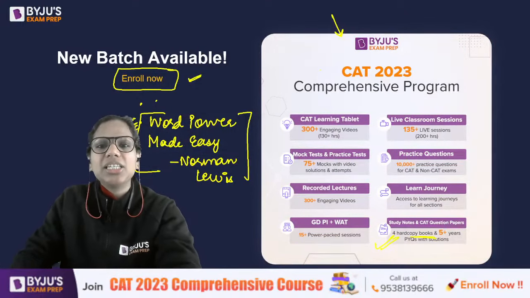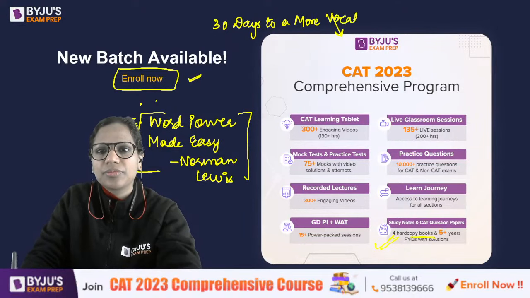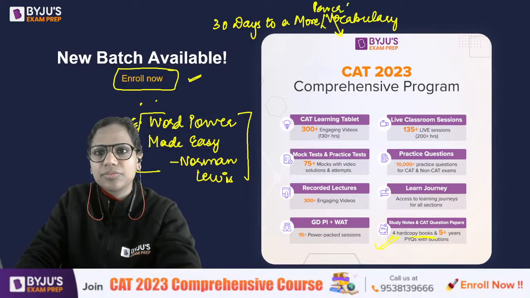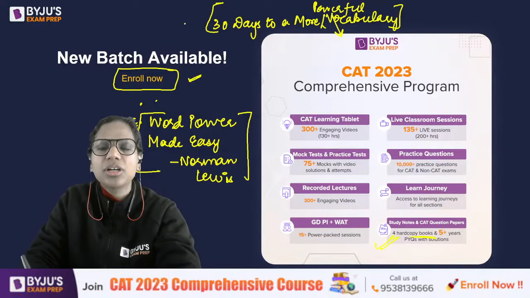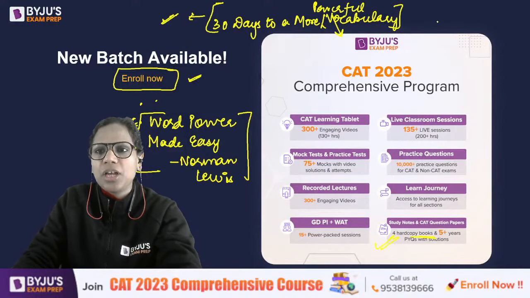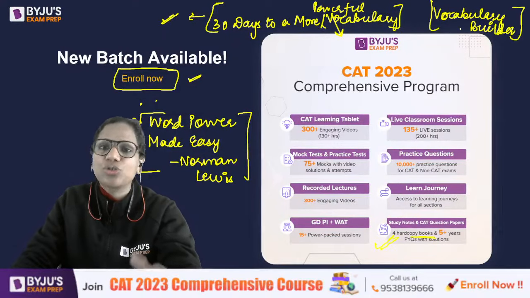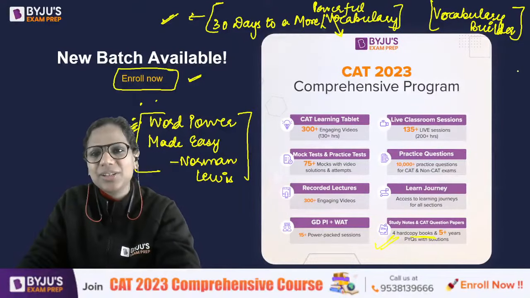Other than Word Power Made Easy, there is 30 Days to a More Powerful Vocabulary. This is also a book. It's again by Norman Lewis. He has written it in collaboration with another author. This will also add words to your vocabulary. Then, apart from this, I have suggested this app to you also, Vocabulary Builder. So, I find this app to be helpful. So, you can consider downloading this also.